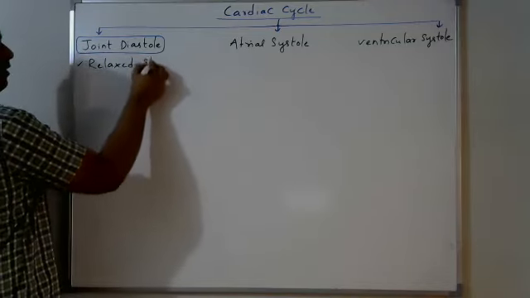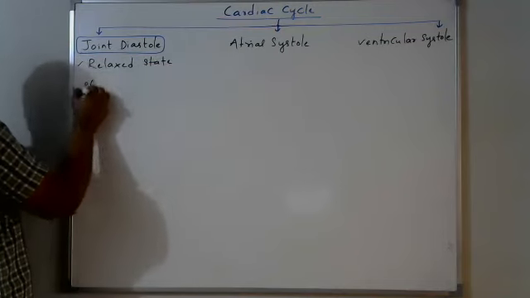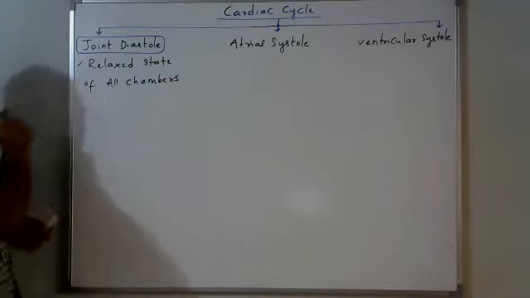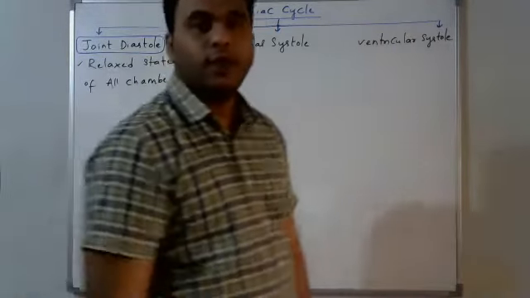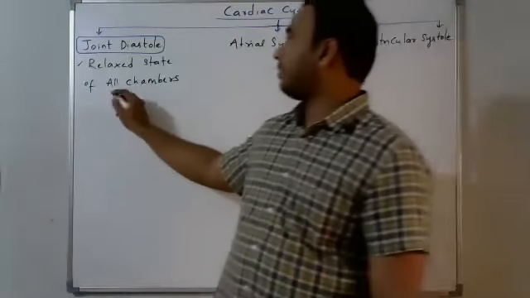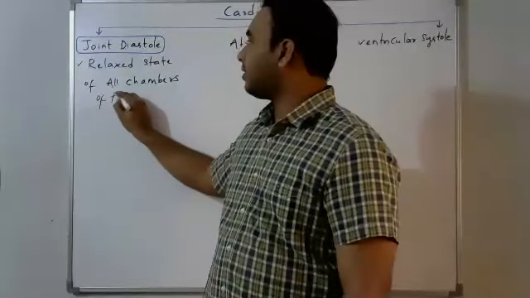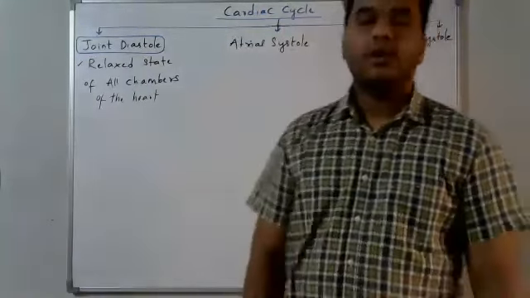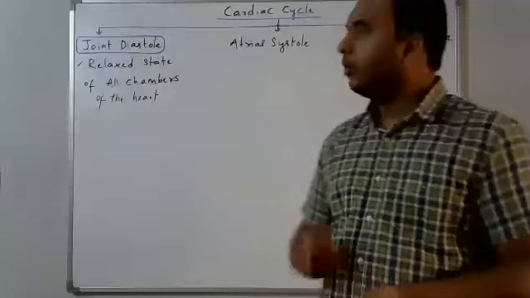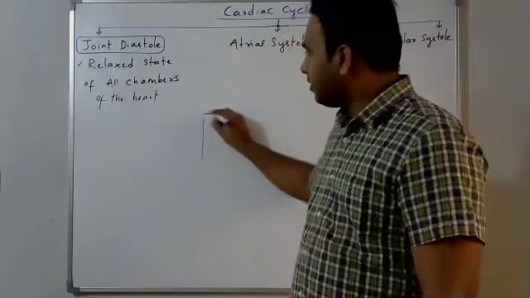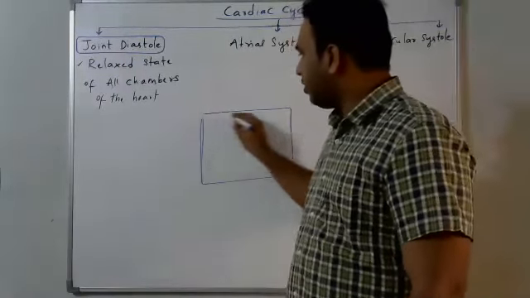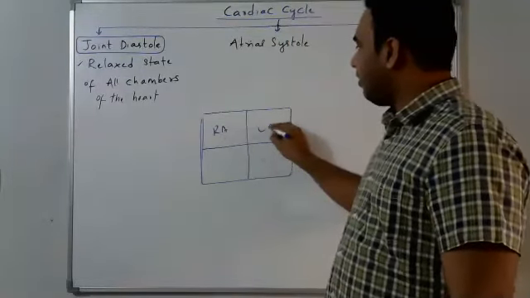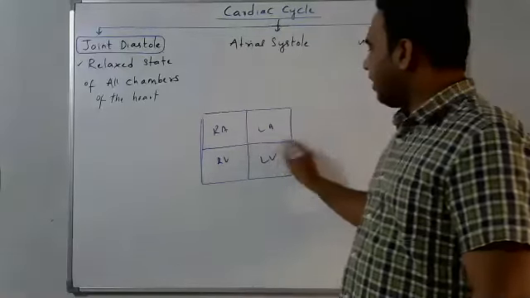So it is the relaxed state of all chambers of the heart. We know that there are four important chambers: right auricle, left auricle, right ventricle, and left ventricle.